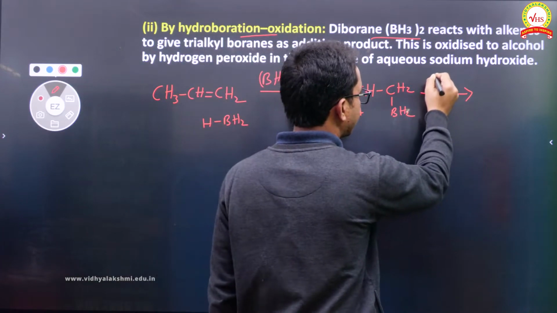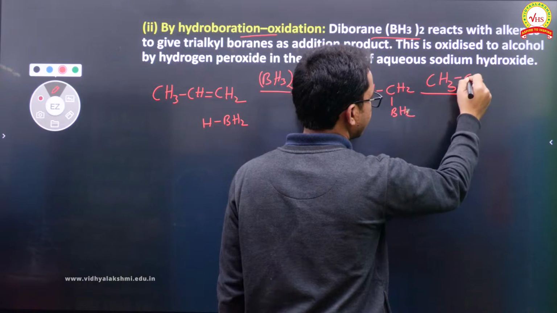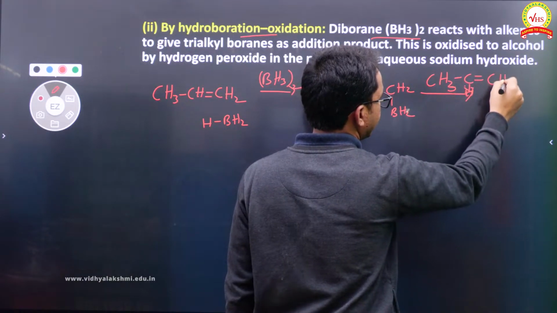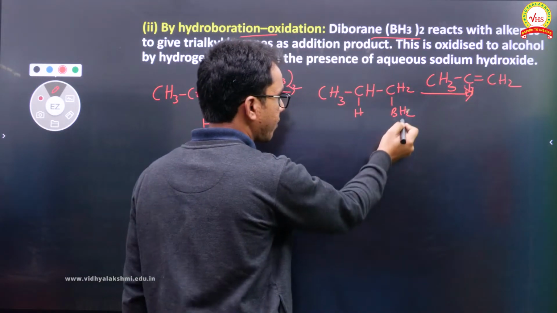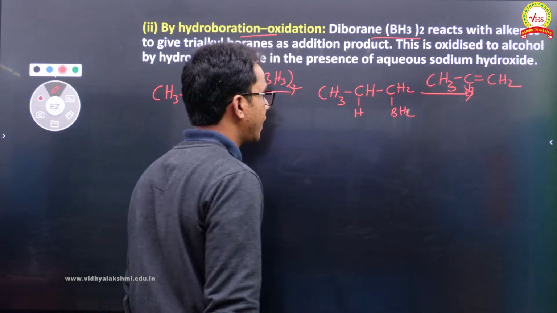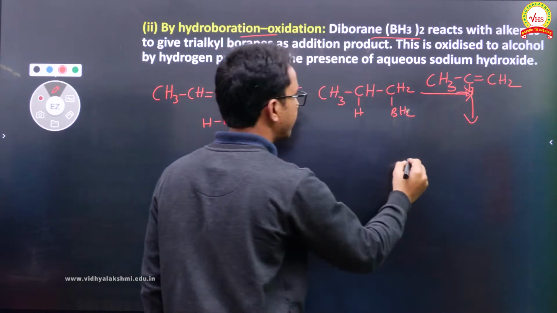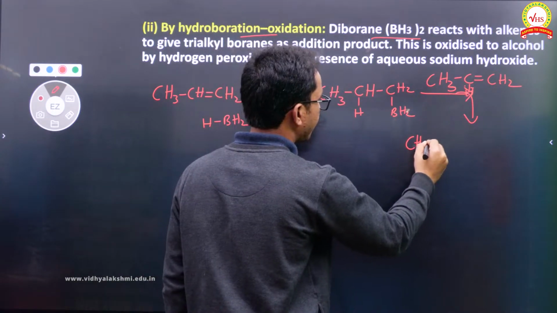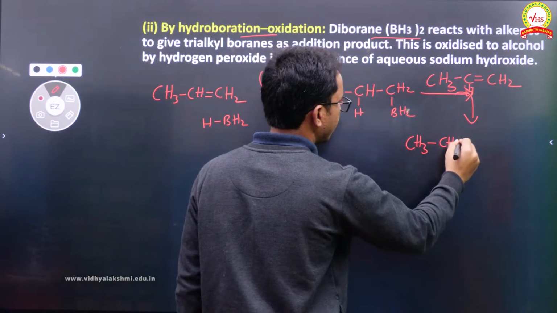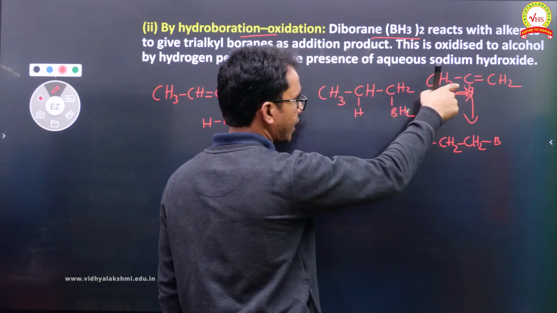In the next step, another mole of alkene is added, that is CH3CH=CH2. What happens? Another hydrogen comes out and addition takes place, and the terminal carbon adds to the boron. Then what we'll get here is CH3CH2CH2B, with one hydrogen added to this particular thing.